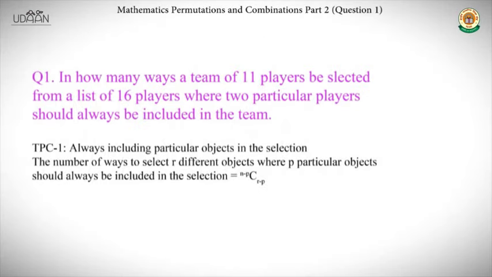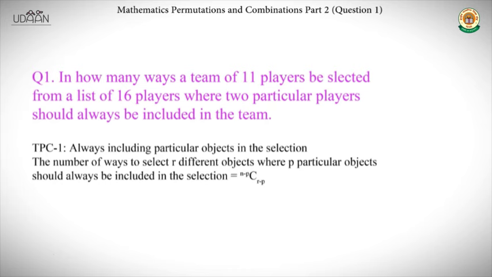So we'll begin with problems for the chapter permutation and combinations, and here's the first problem right in front of us. It says, in how many ways can a team of 11 players be selected from a list of 16 players where two particular players should always be included in the team. So we have to select 11 players from a list of 16 players, and there are two particular players which always have to be in the team no matter what. They must be star players or something. So yeah, what do we do about this?